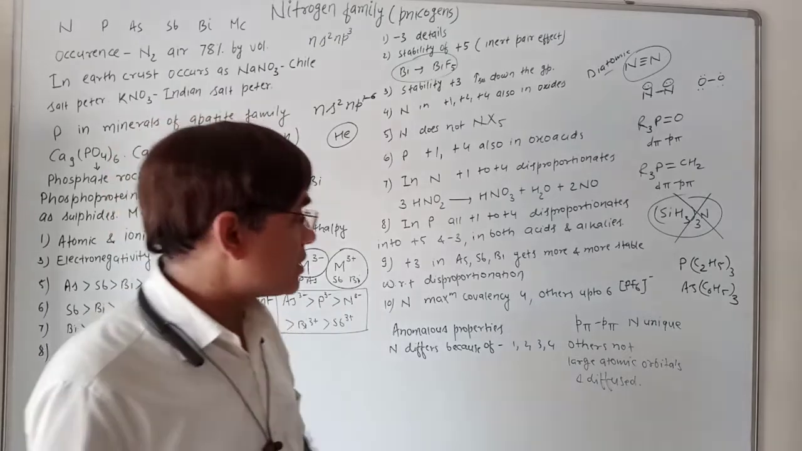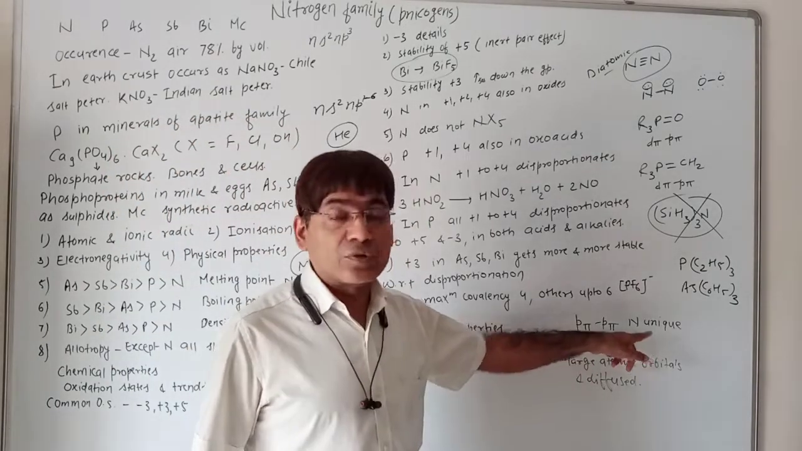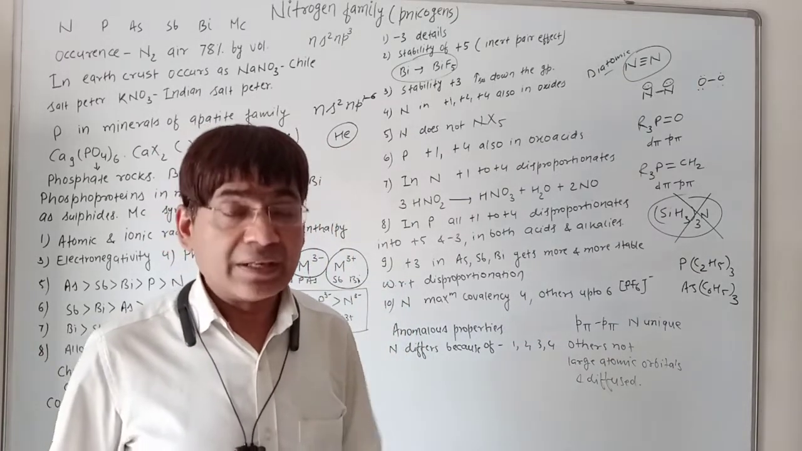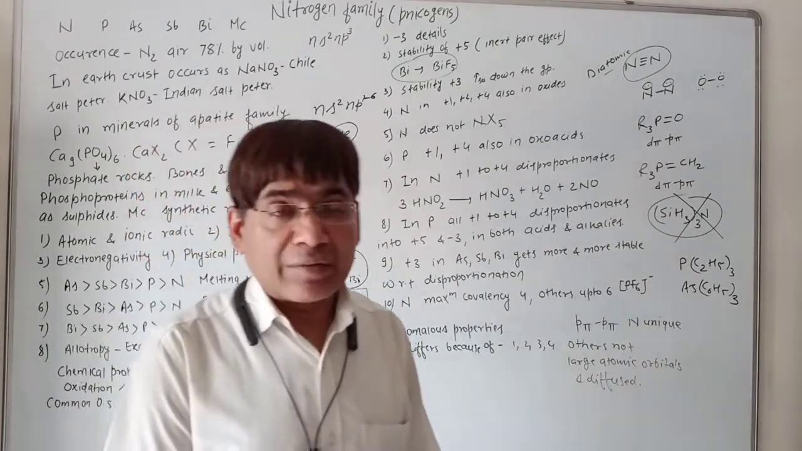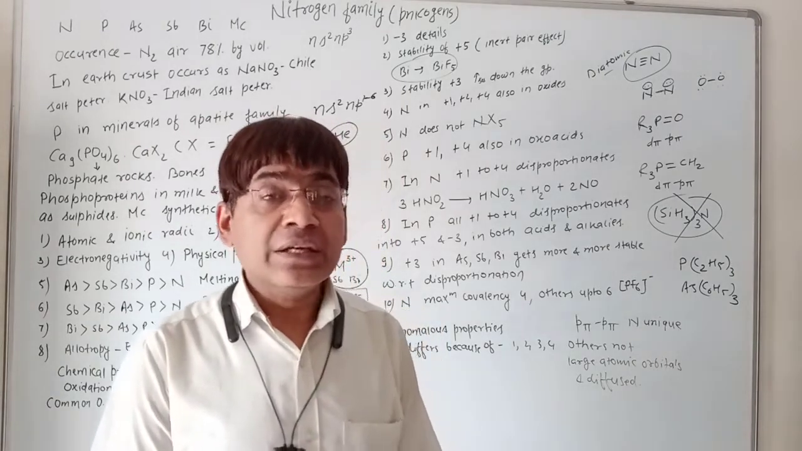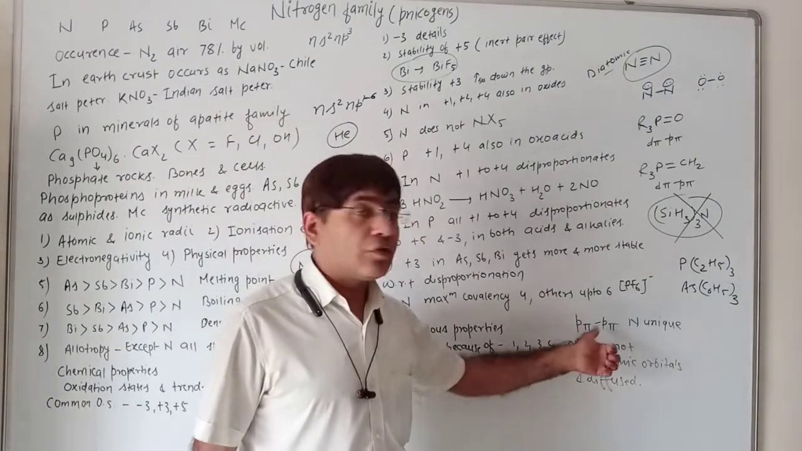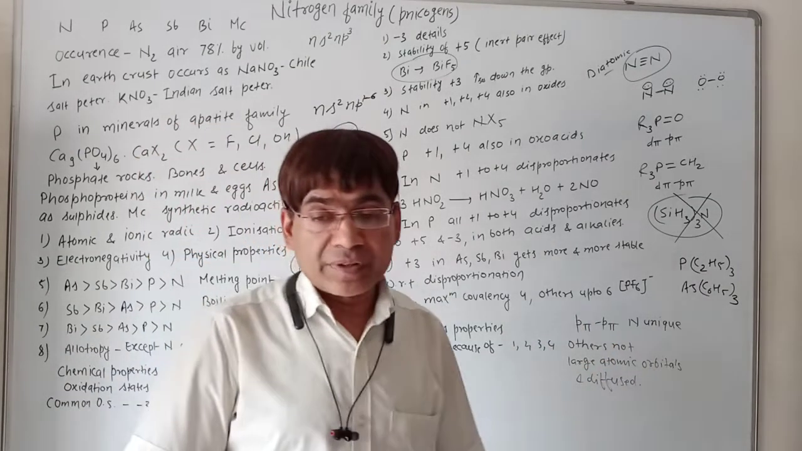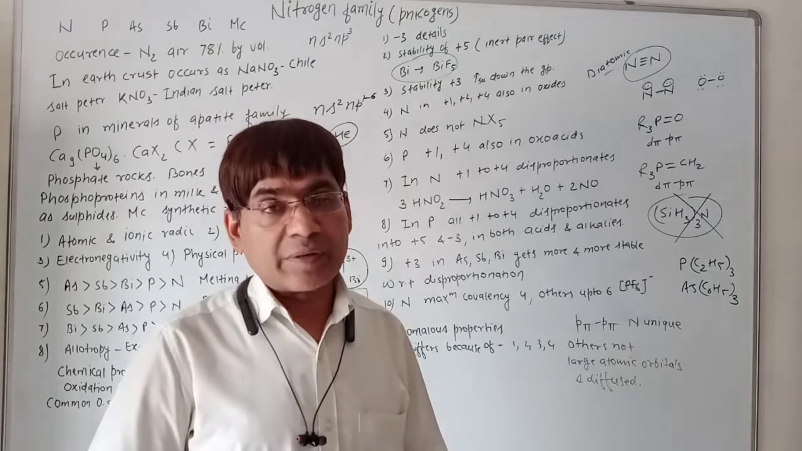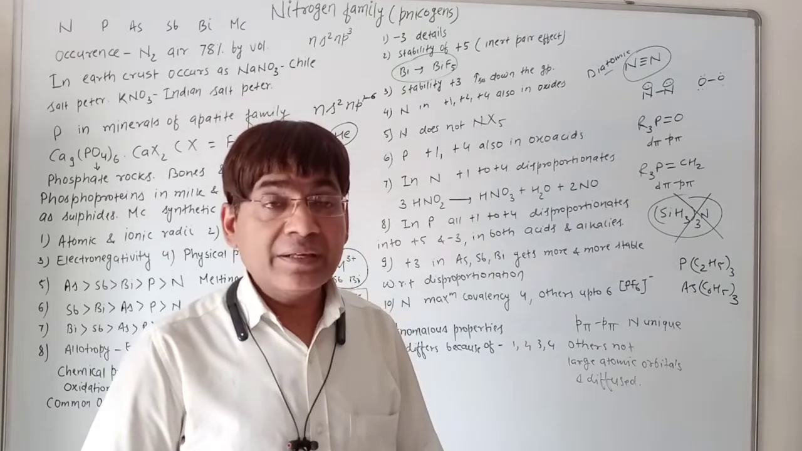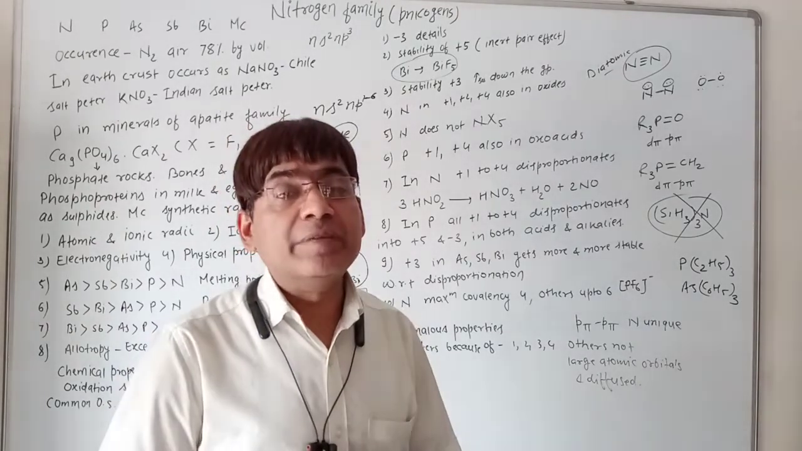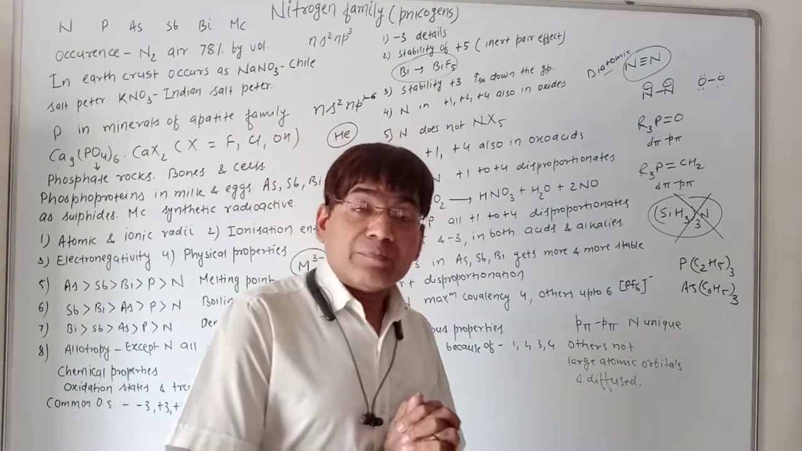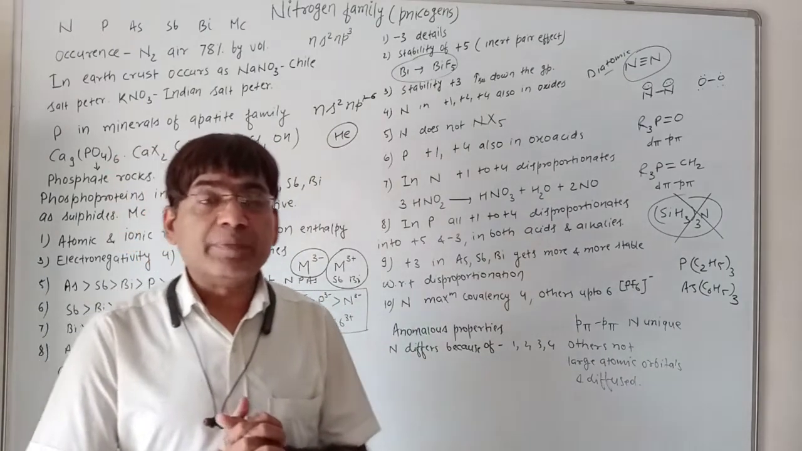The very first one is that nitrogen is unique in forming p-pi bonds. Nitrogen is unique among the group members in this tendency. It can form p-pi bonds, while the other elements of the same group do not form p-pi bonds. Is it clear? Nitrogen forms p-pi bonds, while the other members of the same group do not.